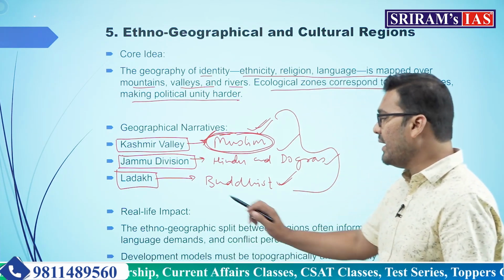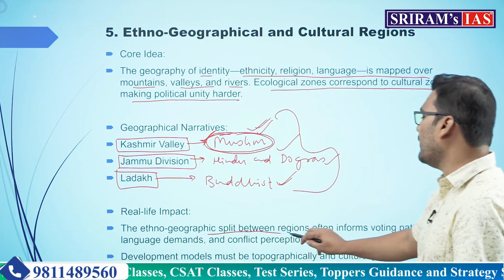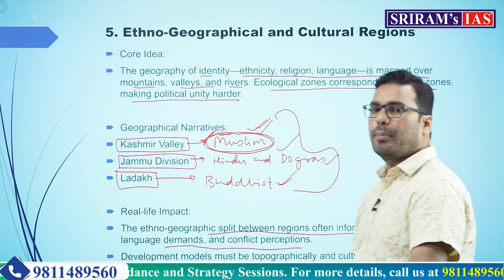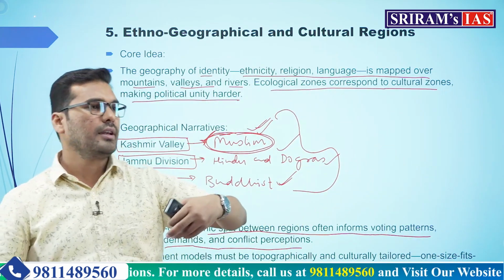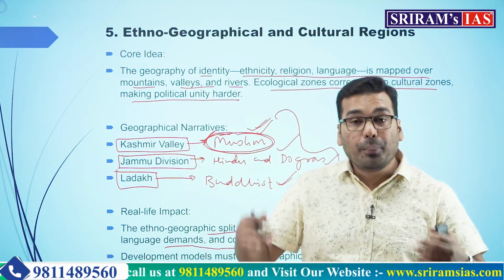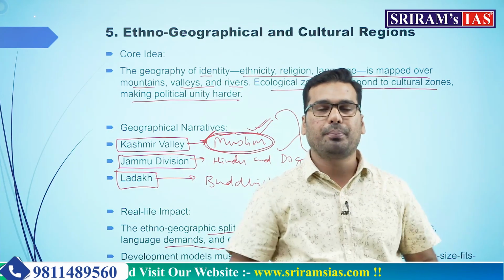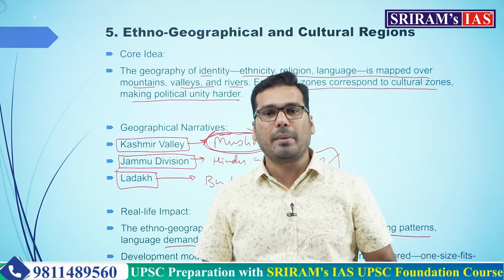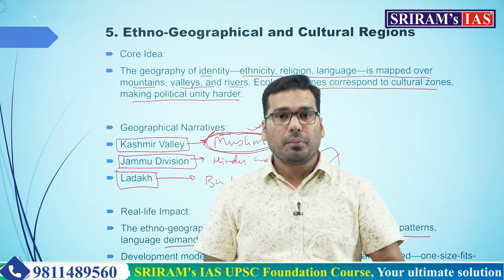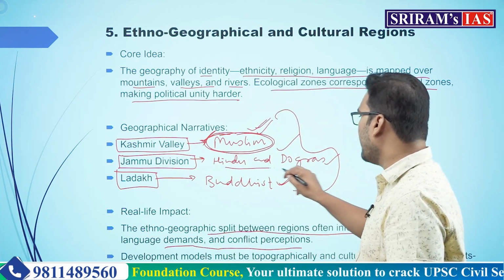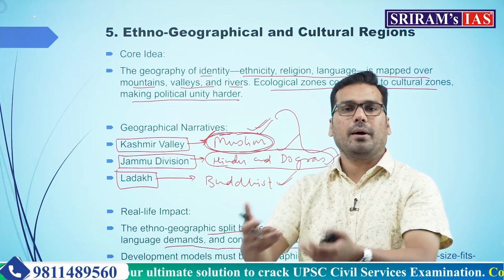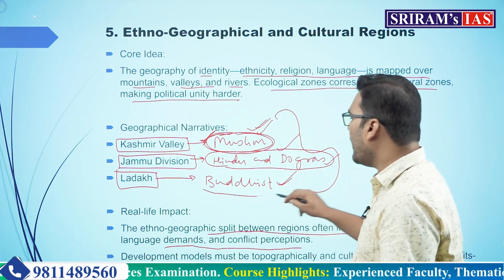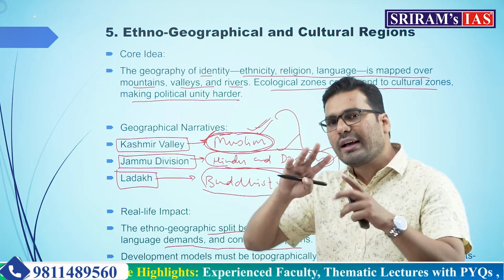You can see this, and the real life impact is that ethno-geographic split between regions often informs voting patterns, language demands, and conflict perception. Probably, when it comes to voting pattern, Buddhists will not go and vote for, say, National Conference, or the political party of Mehbooba Mufti, right? In Jammu region, a lot of people, Hindus and Dogras, they vote for central parties, or say BJP as such. In Ladakh, it is also a mix. So it is not a clear-cut thing.